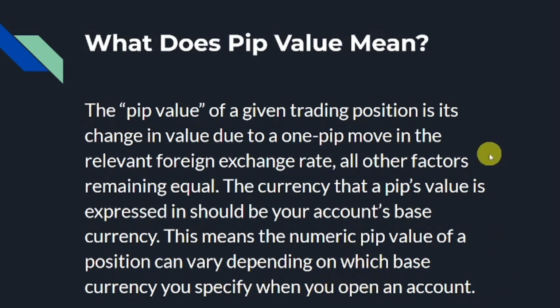Provided that your account is in USD and someone's account is in euro or someone's account is in NGN, right? The pip value varies. Like in USD, maybe one pip in one standard lot is $10, while in NGN one pip in one standard lot can go up to 7,000 naira, while in euro it varies. So understanding your exchange rate, understanding the pip to pip value is also very important, right?